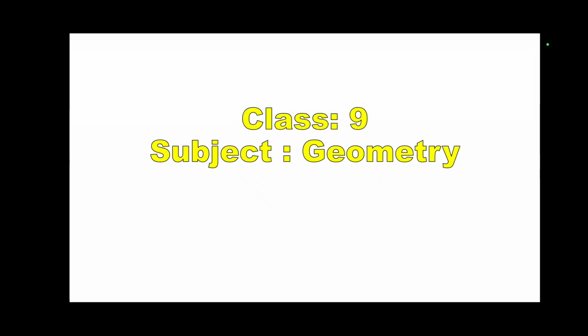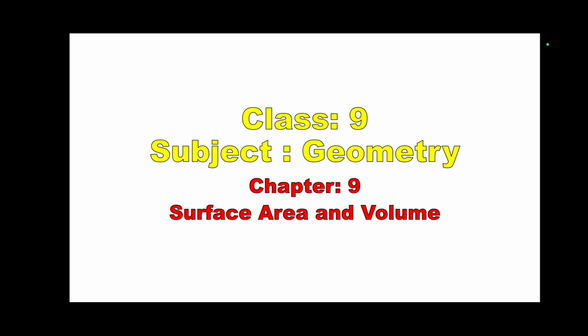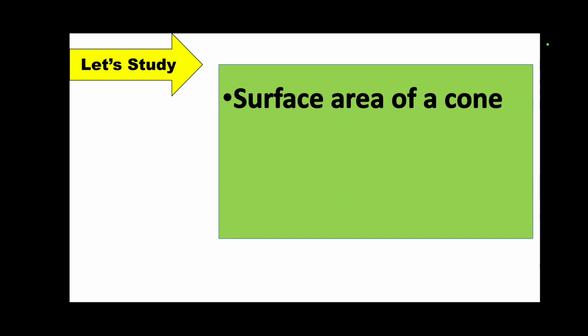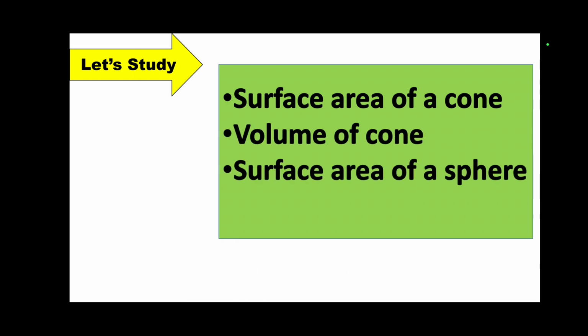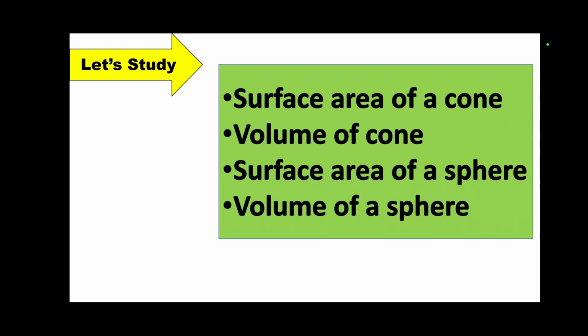Today in this video we are going to learn class 9 subject geometry, chapter number 9, surface area and volume. So let's study what we are going to study in this chapter. The new concepts are surface area of a cone, volume of a cone, surface area of a sphere and volume of a sphere. Now students, let's recall what we have learned in the lower classes.